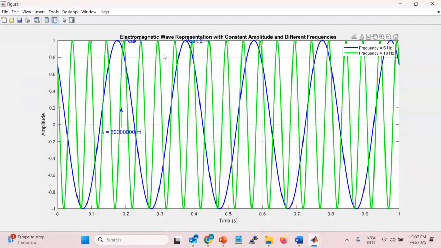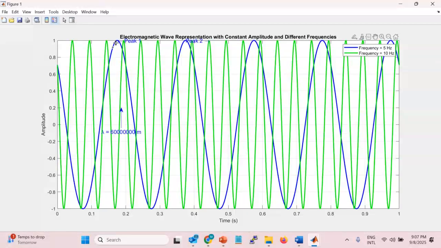Here you can see the green signal is making many more oscillations than the blue signal, which means it has higher frequency. But the blue signal has a higher wavelength, a higher lambda.